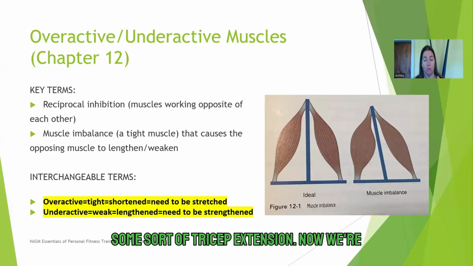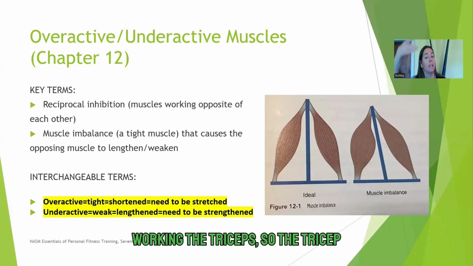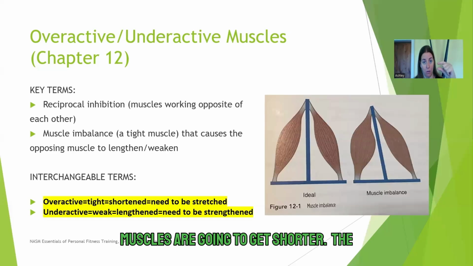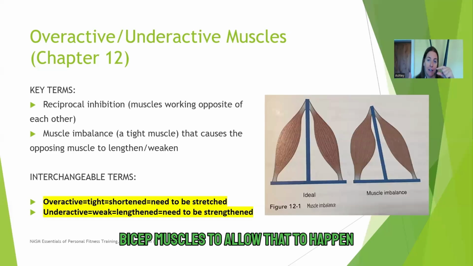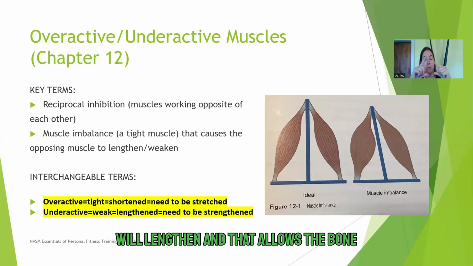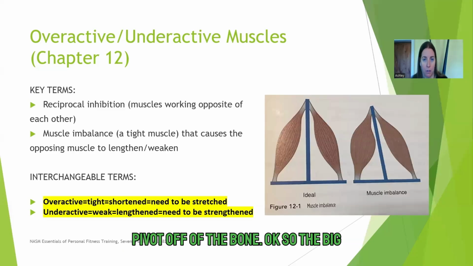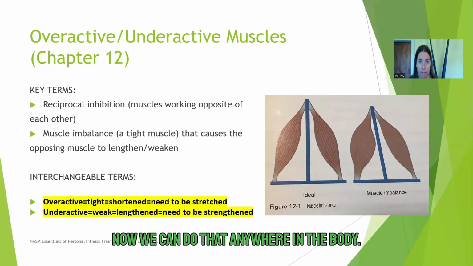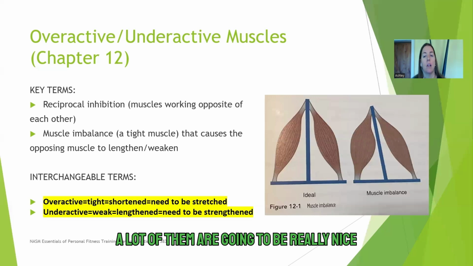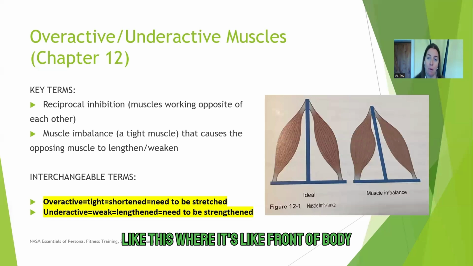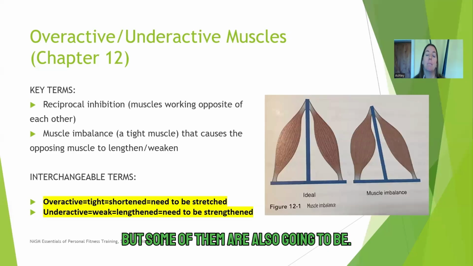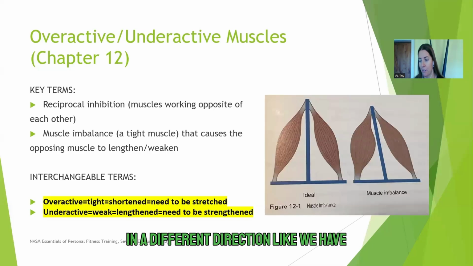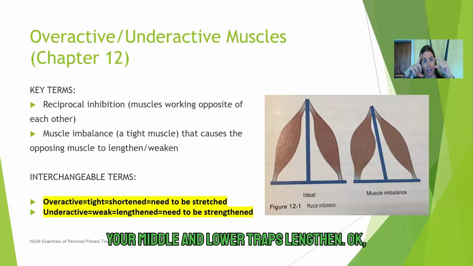Let's say that we're doing some sort of tricep extension. Now we're working the tricep, so the tricep muscles are going to get shorter. The bicep muscles, to allow that to happen, will lengthen, and that allows the bone to maintain its length, and everything can pivot off of the bone. Okay? So the big thing you want to take away from this is the muscles work opposite of each other. Now we can do that anywhere in the body. A lot of them are going to be really nice like this, where it's front of body, what is its pair on the back of the body? But some of them are also going to be in a different direction, like your upper traps. When they contract, your middle and lower traps lengthen.